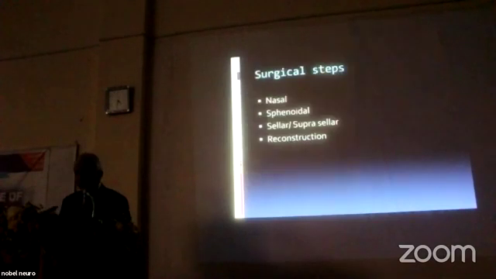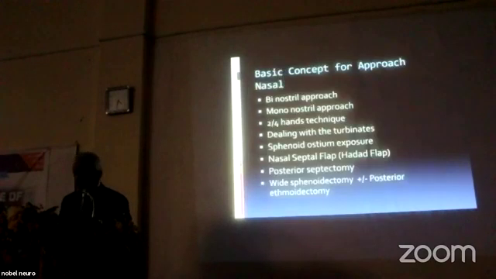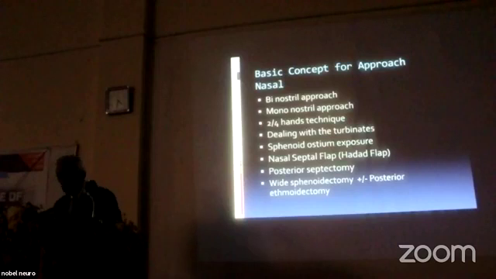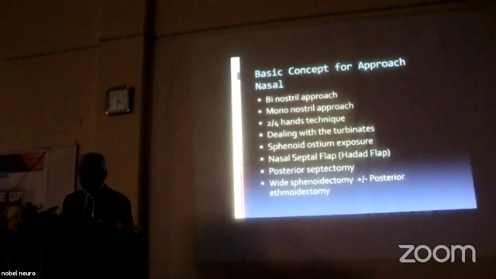The surgical steps are nasal, sphenoidal, sellar, suprasellar, and of course the most important one is reconstructing the base. The basic concept for the nasal step is the binostril approach, mononostril approach, 2 and 4 hand technique. What is a 2 hand technique? It is when the surgeon holds the endoscope, or when he has an assistant who holds it. So it is 2 assistant hands, and in the 4 hand technique the surgeon has both hands free. That involves dealing with the turbinate, sphenoid ostium exposure, nasal septal flap, which is called the Hadad flap, posterior septectomy, and wide sphenoidectomy with posterior ethmoidectomy.